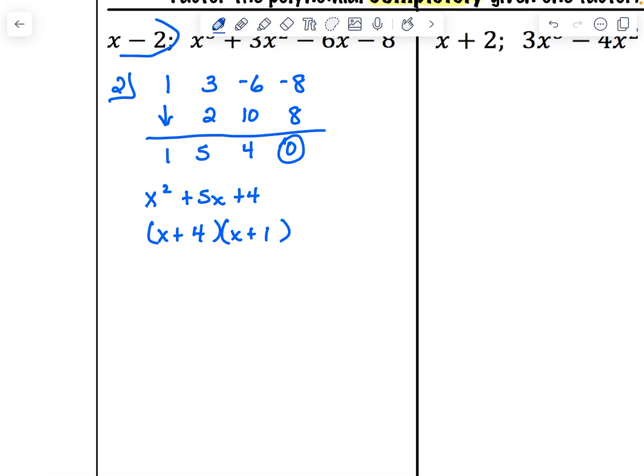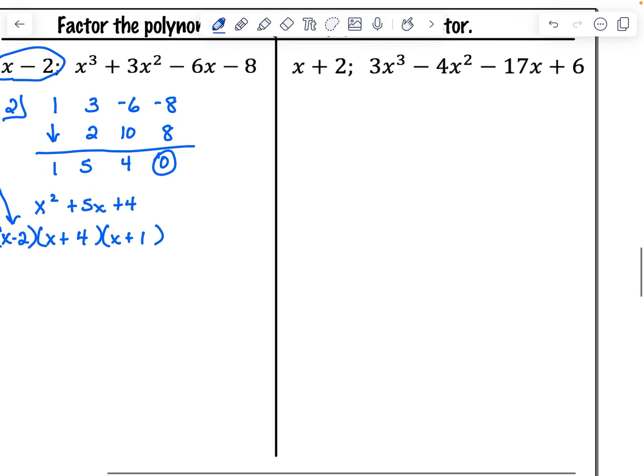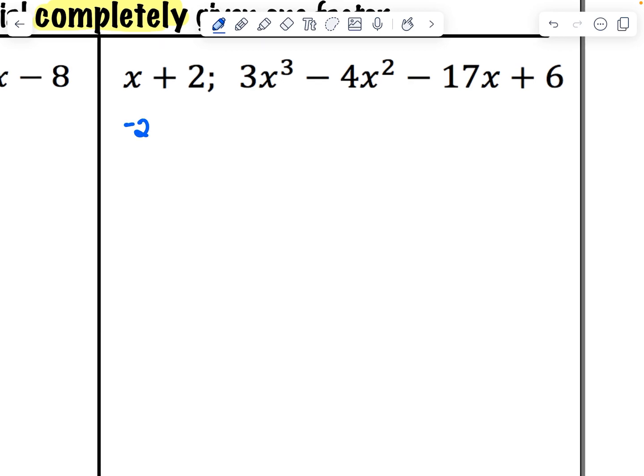Don't forget your x minus 2 from the beginning. You just need to bring it down out in front. And that's all there is to it. So we're going to do the same thing with this one over here. We're going to divide by -2. All my exponents are represented. So I'm going to use synthetic division because my coefficient is still 1.